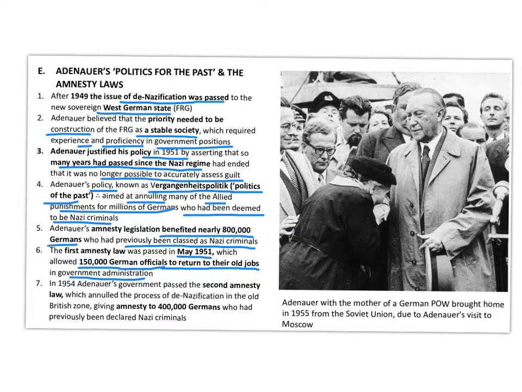Then, in 1954, 3 years later, Adenauer's government, through the Bundestag, through the German parliament, passed a second amnesty law, and that annulled the process of denazification in the old British zone, giving amnesty to nearly another 500,000 Germans who had been previously declared Nazi criminals.